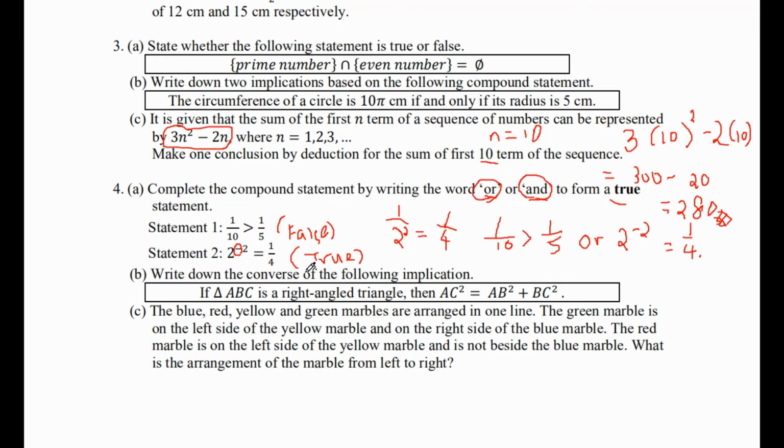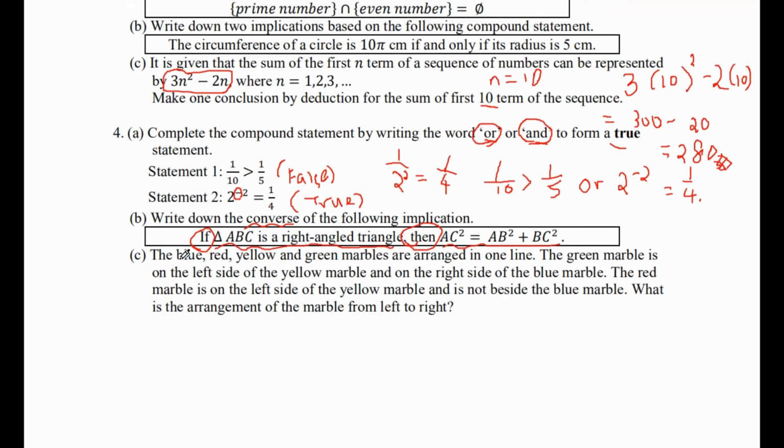B. Write down the converse of the following implication. Okay, converse means terbalik, so we just reverse them. If AC squared equals to AB squared plus BC squared, then triangle ABC is a right angle triangle. Okay, so that's all for B.